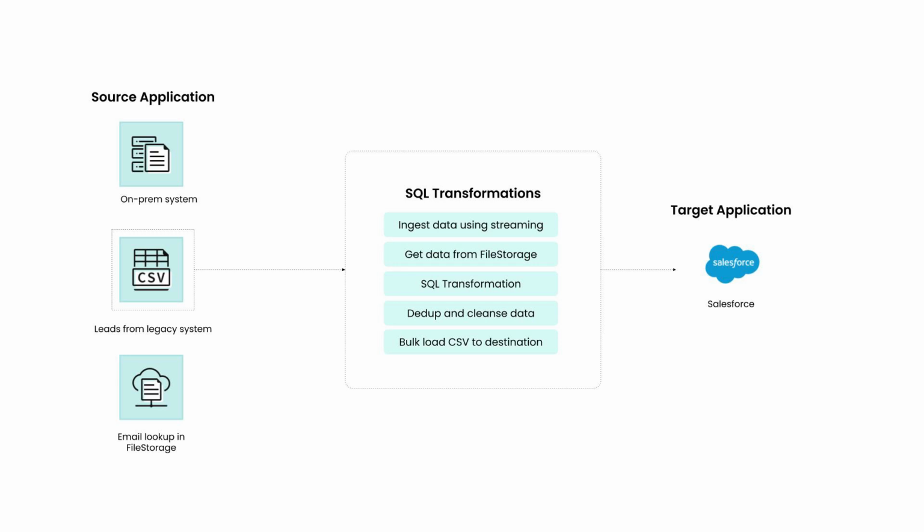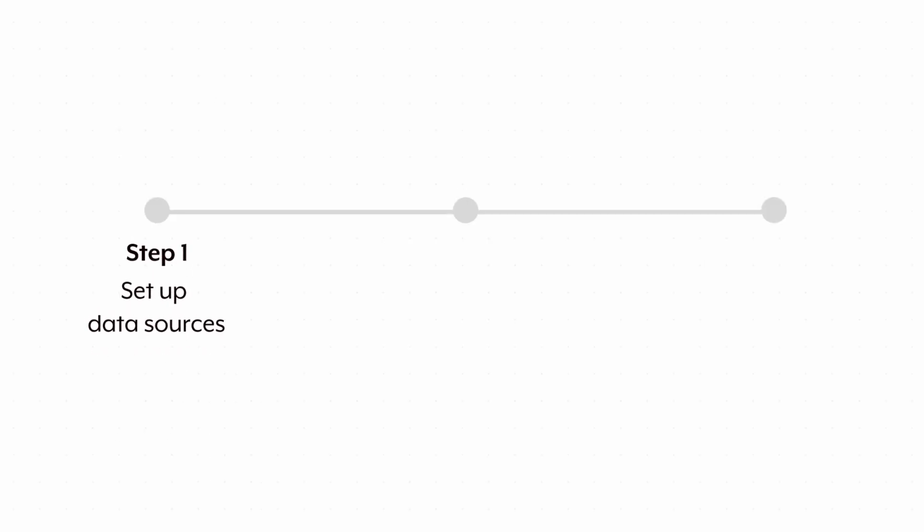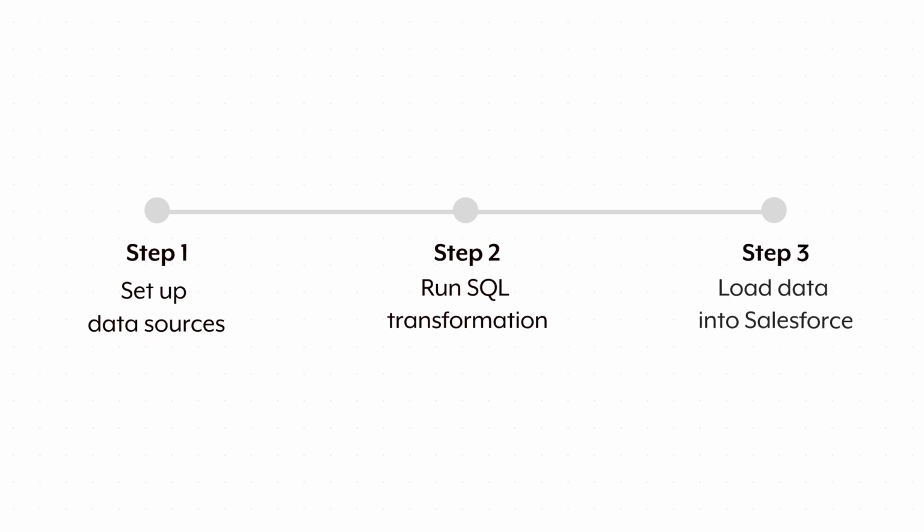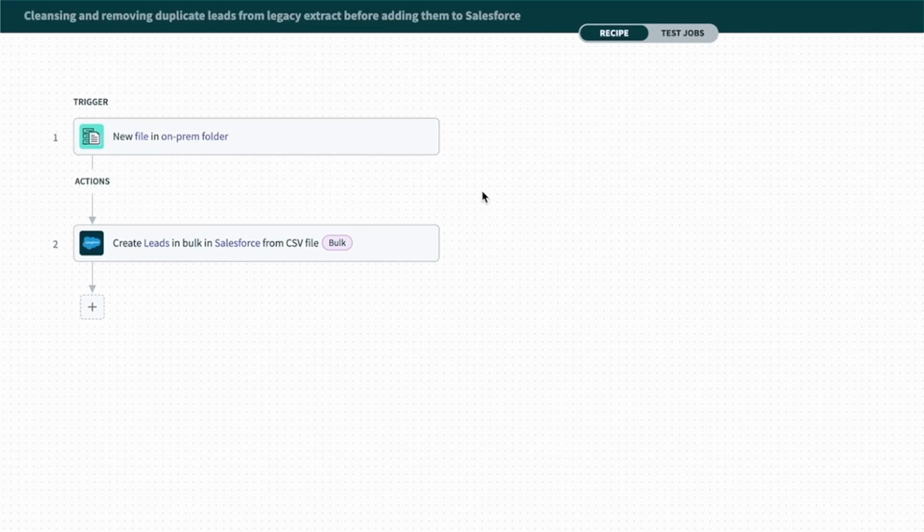We'll do this in three steps using SQL transformations. First, we'll extract the data from our data sources. Next, we'll transform the data using SQL. And finally, we will load the transformed data over to be imported in bulk into Salesforce. So let's take a look at how we can do this in a recipe.